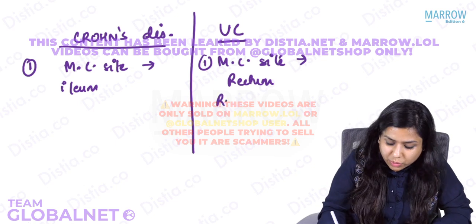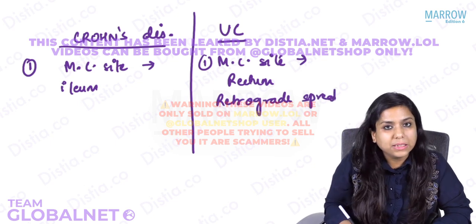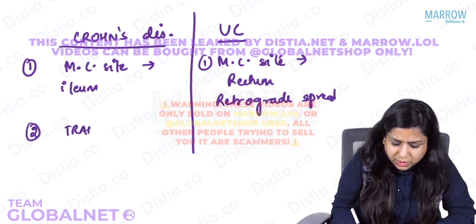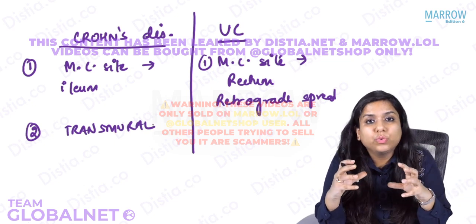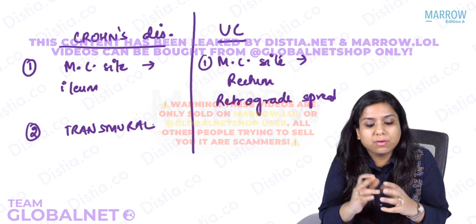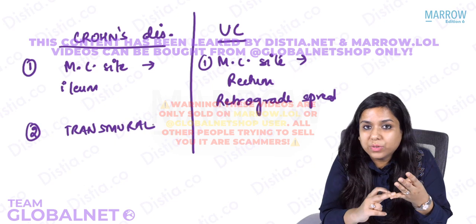That is why this has got a retrograde spread. It has got a retrograde spread. Correct, easy? Then, a very important point is Crohn's disease is transmural. Trans means all, mural means layers. So, it involves all the layers of the gastrointestinal tract, that is the mucosa, submucosa, muscularis propria and adventitia.